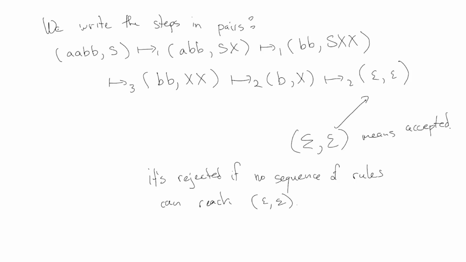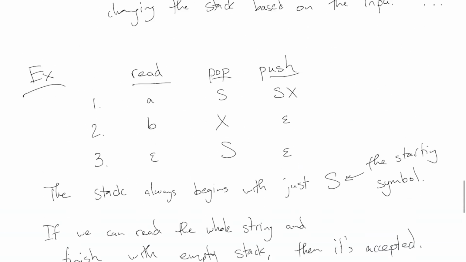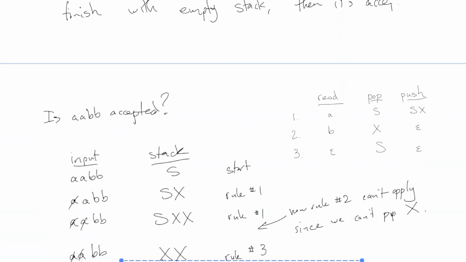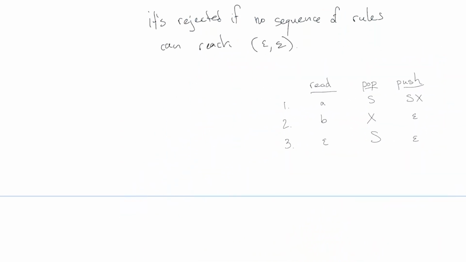Can we just try another example? Same stack machine, but just another string. See if it's accepted or not. I'm going to copy this again here. Same rules. Let's ask, how about ABAB, is it accepted? All right, so the usual way we're going to write it is like this. We begin with the string followed by S, because the stack always begins with S. And then we just try to do our rules one at a time.